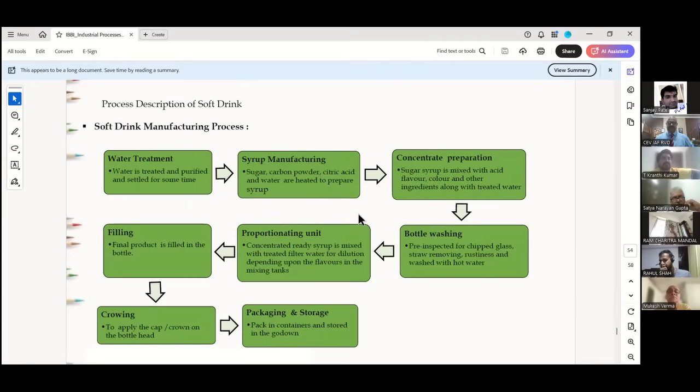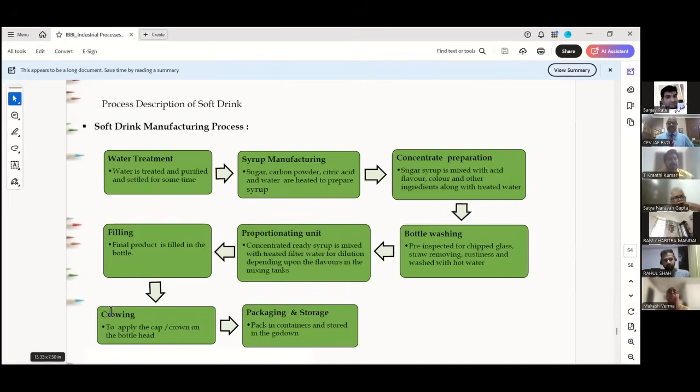So after filling with the carbonization process, we go for the crowning process, meaning we fix the crown on top. Then we go for the printing process. We print the date, batch number, code, and everything, and it goes to the market. So that is how the treated water is used for making beverages.